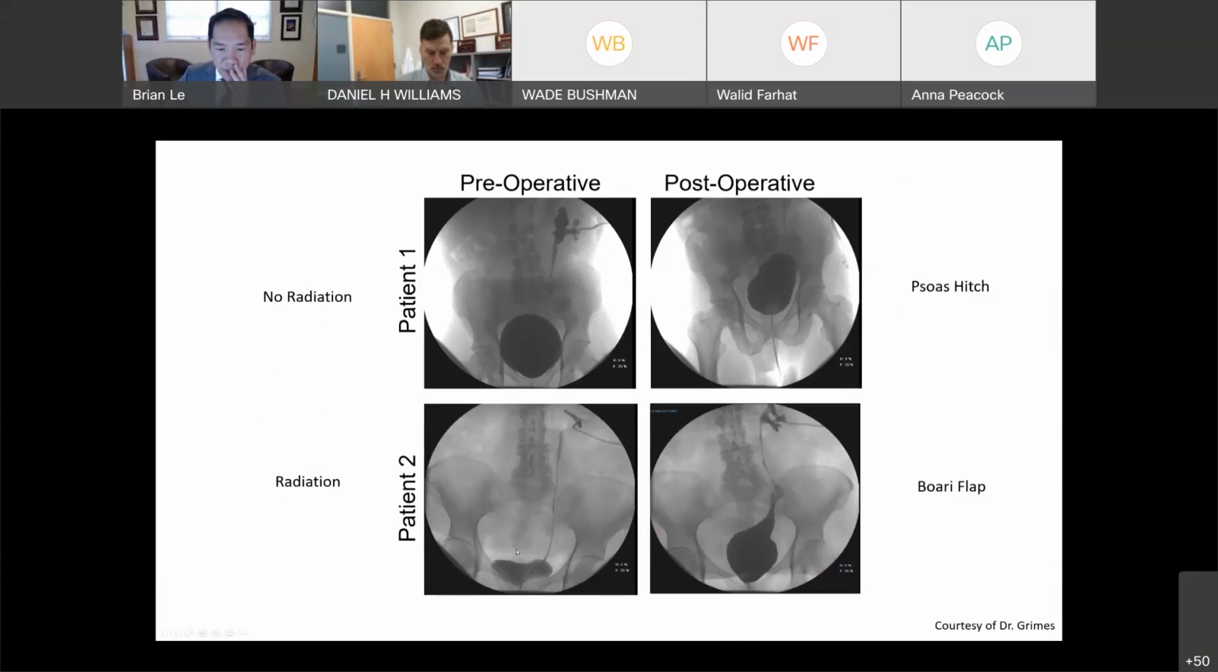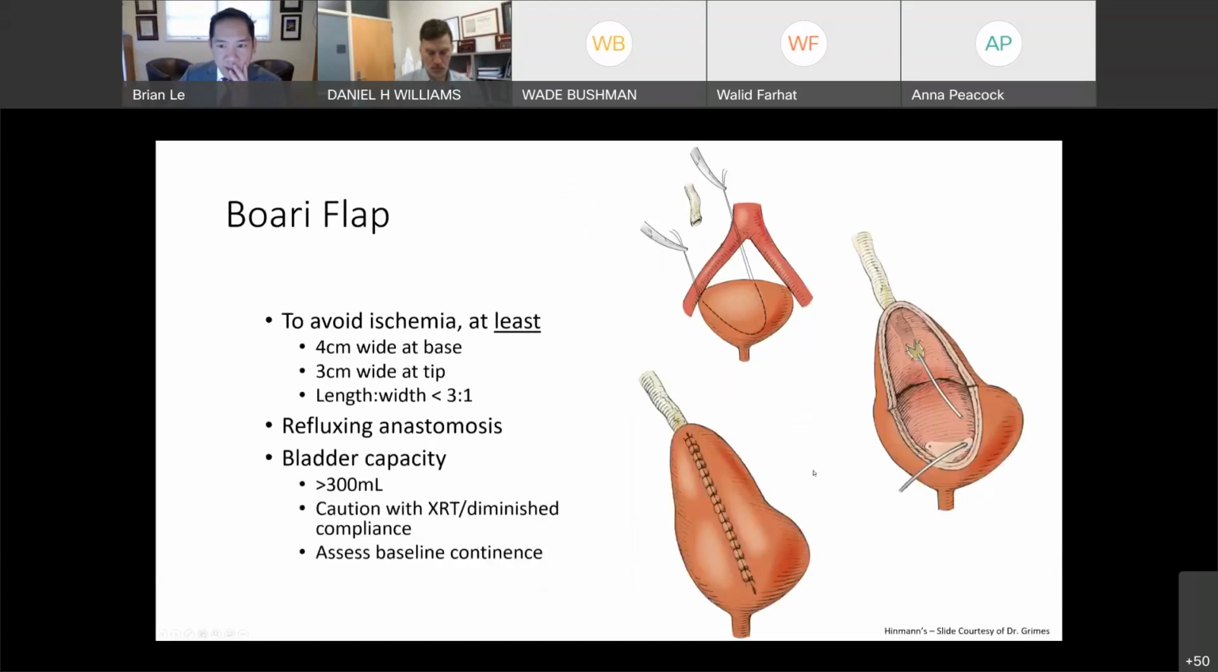This is a Boari flap, what that might look like. And let's talk about the Boari flap. So Boari flap is a way to get extra length and distance. So here they're saying they're going above the vessels. So you want to make this slightly wider at the base than at the tip. So talk about a ratio of 3 to 1, less than 3 to 1. And what you don't want to do is make this really, really long chimney. At least start off. It might contract down to that, but you don't want to start that way because you're going to produce a lot more ischemia along your suture line.